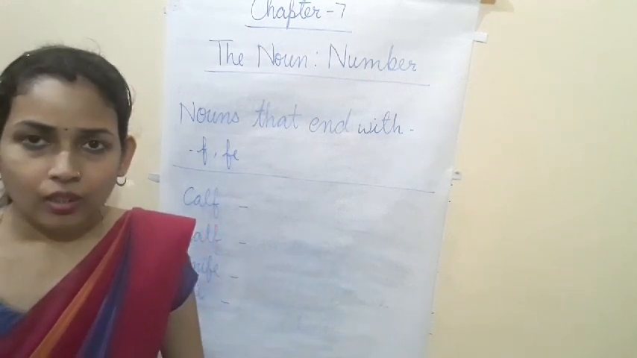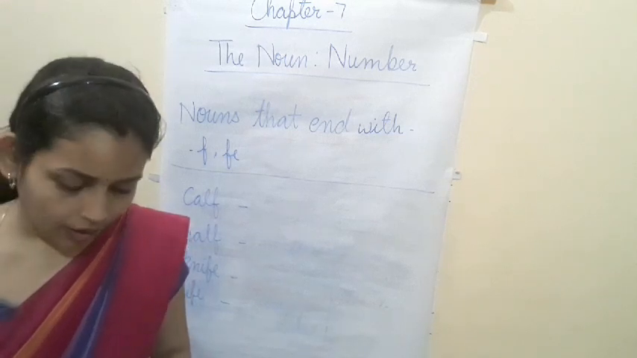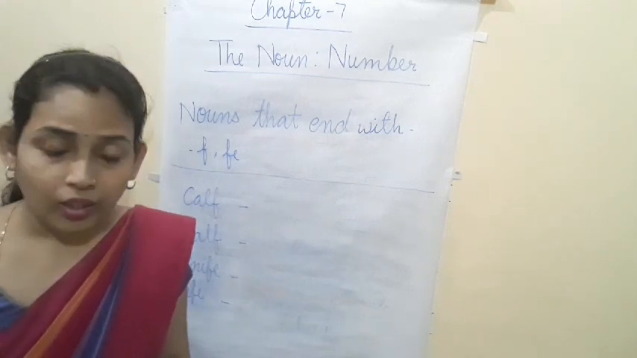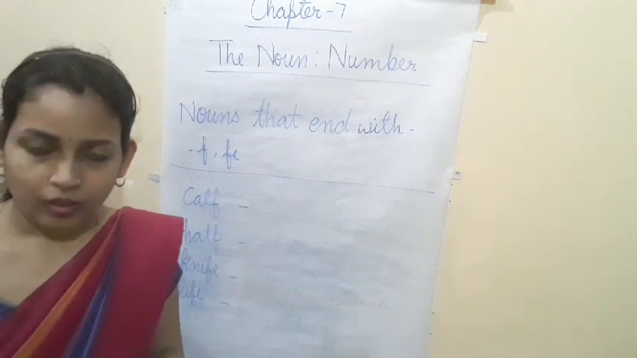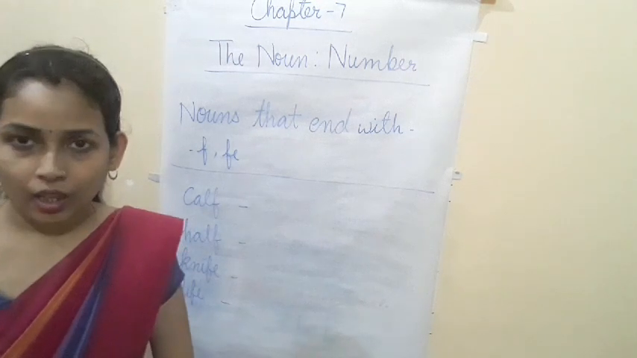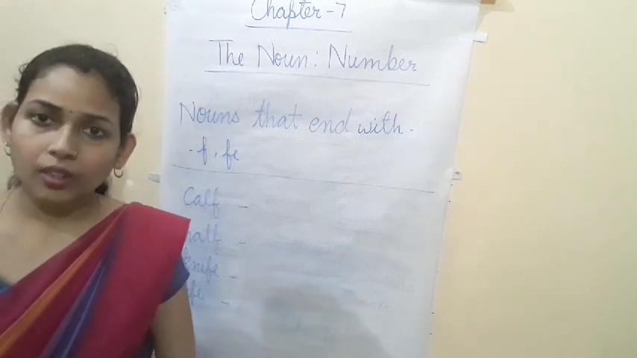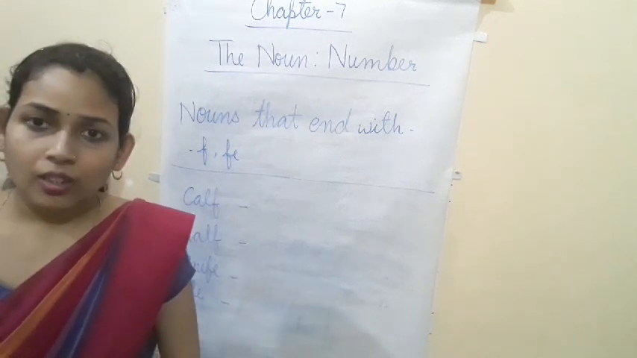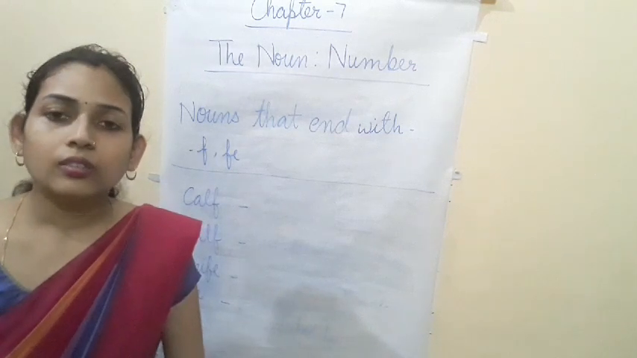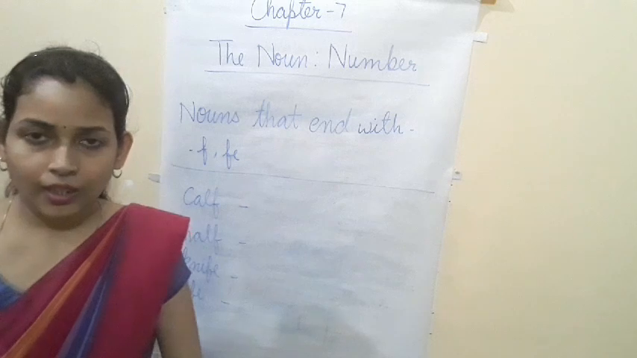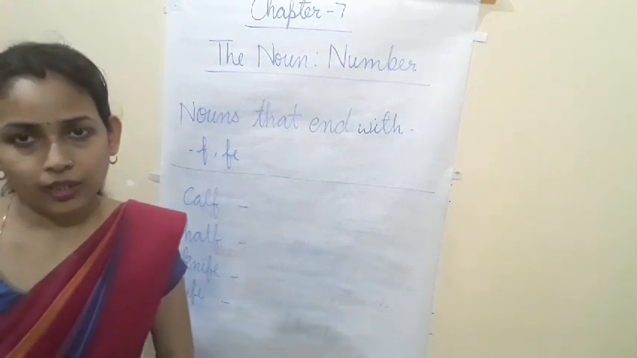Now, in the previous video we studied noun numbers, and there we studied singular number and plural number. What is singular number? A noun that denotes one thing or person is called the singular number. A noun that denotes more than one thing or person is called the plural number. Example: boy, singular number; boys, plural number.